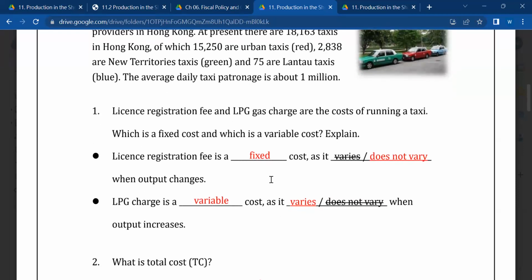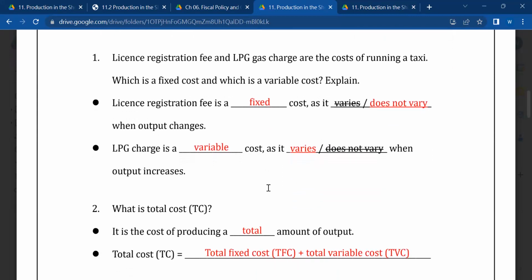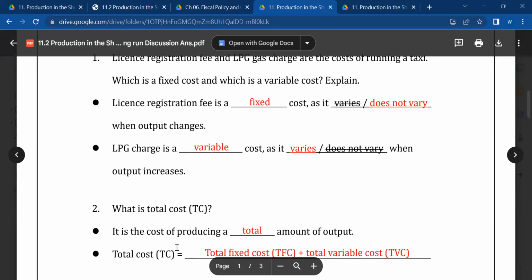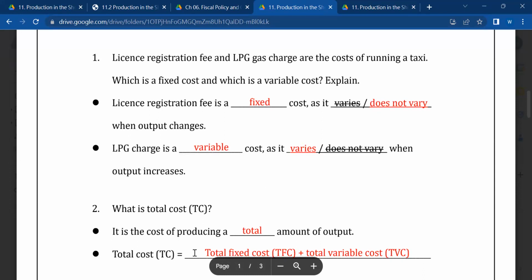And then let's revise what we learned before about the cost. The first equation, please have a reminder. It is total cost. What is the total cost? It is the cost of producing a total amount of output. The equation, please remember: total cost equals total fixed cost plus total variable cost. This is the equation to calculate the total cost. Okay, please write it down.